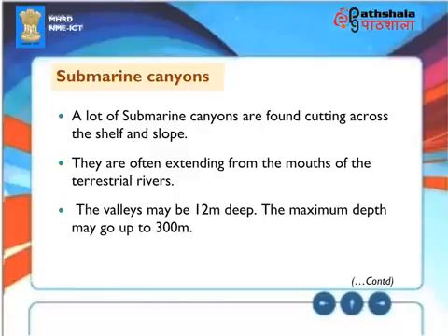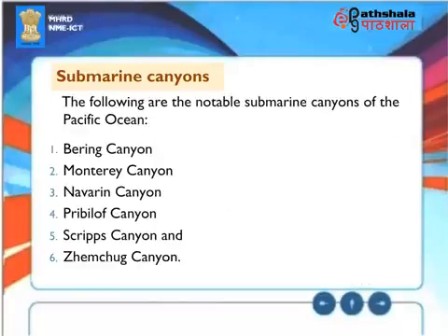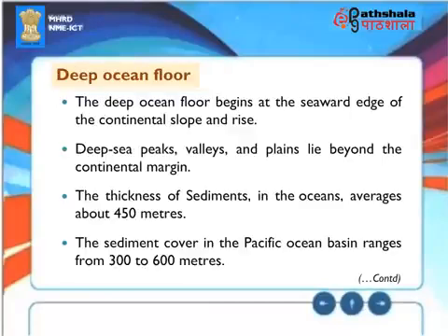Submarine canyons. A lot of submarine canyons are found cutting across the shelf and slope. They are often extending from the mouths of the terrestrial rivers. The valleys may be 12 meters deep. The maximum depth may go up to 300 meters. The following are the notable submarine canyons of the Pacific Ocean: Bering Canyon, Monterey Canyon, Navarin Canyon, Pribilof Canyon, Scripps Canyon, and Zemchug Canyon.